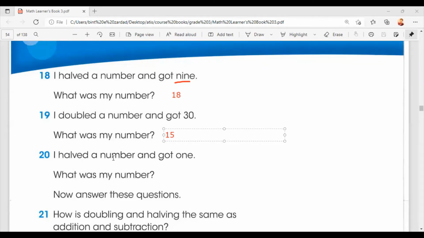I halved a number and got 1. What was my number? Obviously, when halving, make it double. When double, make it half. So you got 1, so it is 2. Obviously, what was my number? 2. Next question.